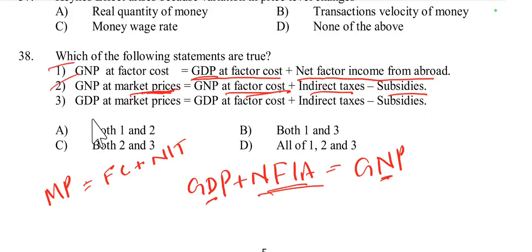Then option 3, GDP at market price is equal to GDP at factor cost plus indirect tax minus subsidy. Yes, this is also the same. To find out market price, we have to add net indirect tax, or indirect tax minus subsidy, in the factor cost. So this is also right. So here all the statements, 1, 2, 3, are correct. These are the concepts related with national income.